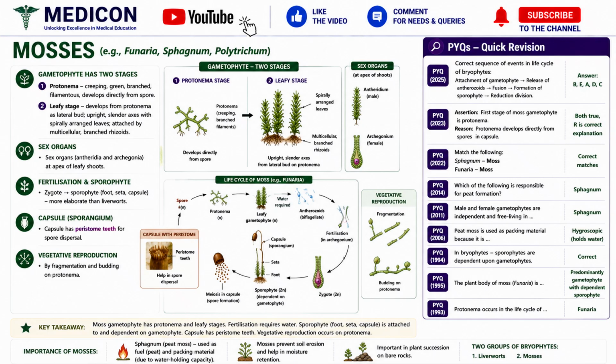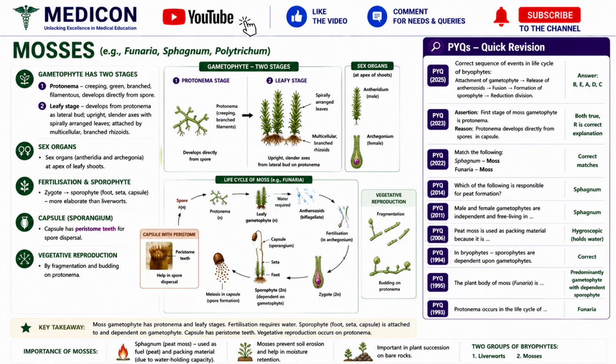You have to stop the video and study all the parts of the life cycle. The vegetative reproduction happens through fragmentation and budding. So you can see here there are many previous year questions for your quick revision, and by studying the previous year questions you will understand what type of questions can come in the next NEET examination.